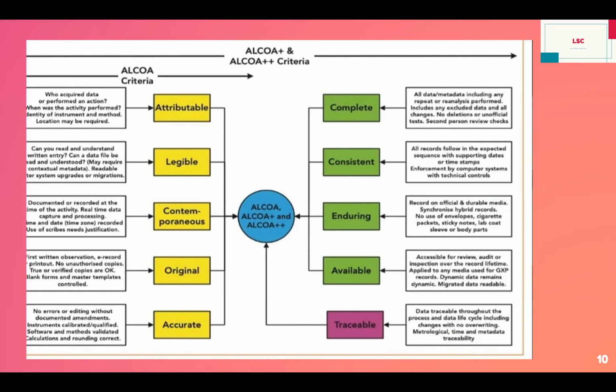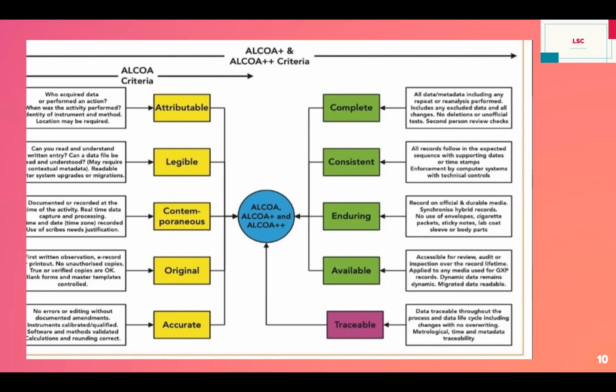So we know about the ALCOA plus and ALCOA plus plus. ALCOA: attributable, legible, contemporaneous, original and accurate. Attributable: who acquired the data. Legible: should be clear, we can read that. Contemporaneous: documented online. Original: what is the first observation, that is the original. Accurate: no error, without editing. Whatever we have available should be the same.